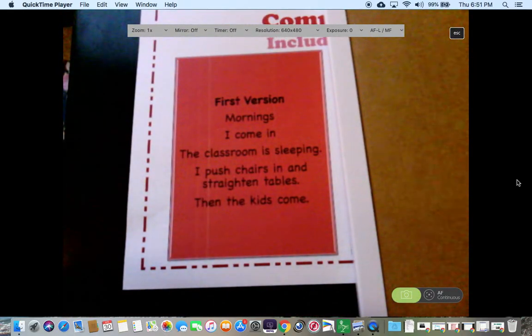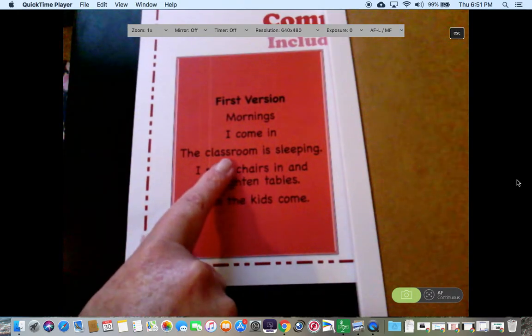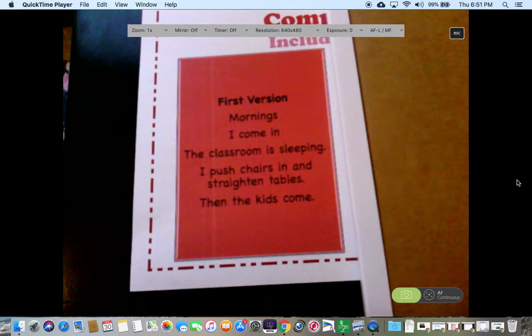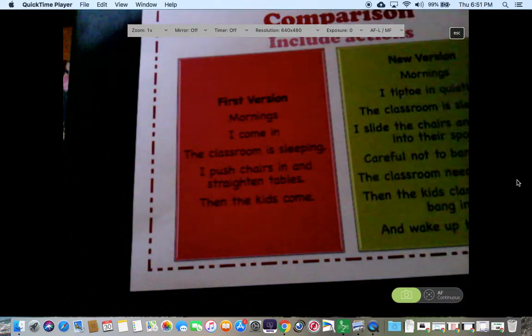Mornings I come in, the classroom is sleeping. I push chairs in and straighten tables, then the kids come. I feel like that could be a little more exciting. I like the example of the classroom is sleeping because there really isn't anyone in the room, right? When the teacher first arrives into the classroom, it's really empty. So let's look at the second version.